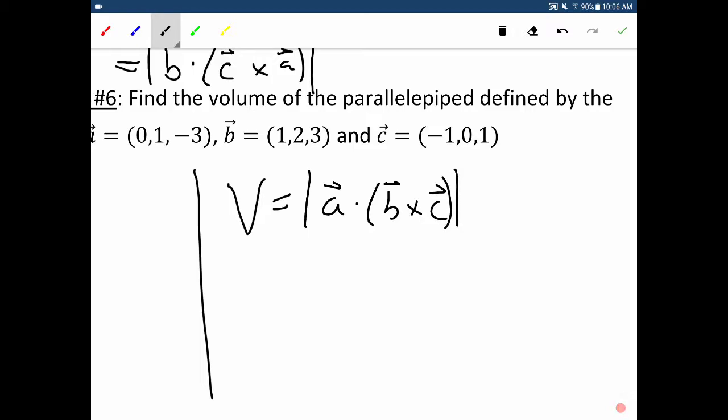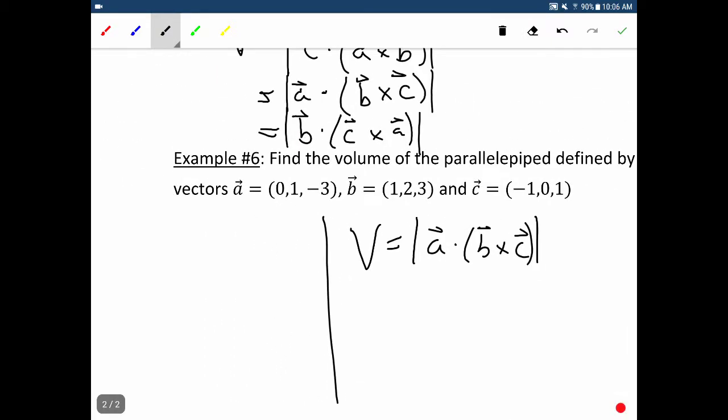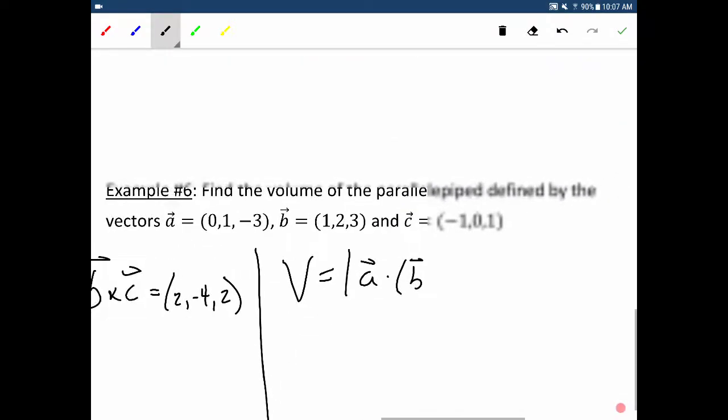Okay, so before I do anything, I need to find out what B cross C equals. I want you to actually attempt it using the system that we've been using, but I'm just going to tell you the answer right now. I do think it's worth pausing the video, attempting the cross product, and making sure that you get this answer. You should be left with 2, -4, 2. That is the cross product.